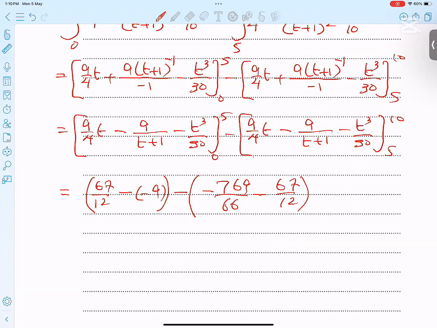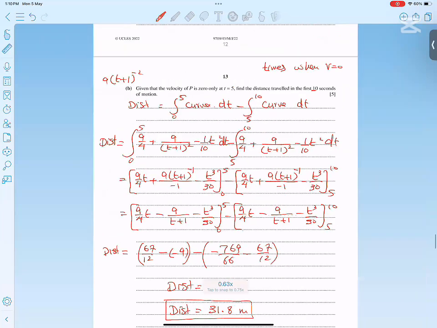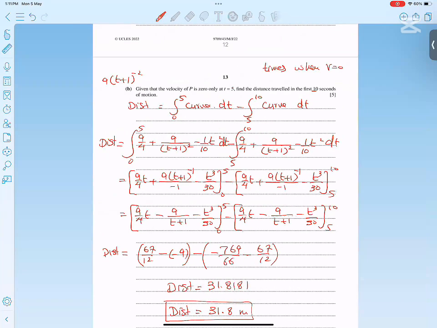67 over 12 plus 9, minus minus 769 over 66, and 67 over 12. My answer turns out to be, let me check finally. Yeah. So the distance covered I'm finally getting is 31.8181, but finally rounding, 31.8 meters is the distance traveled in the first 10 seconds. I hope the concept is very clear and you got the idea why I put the negative.